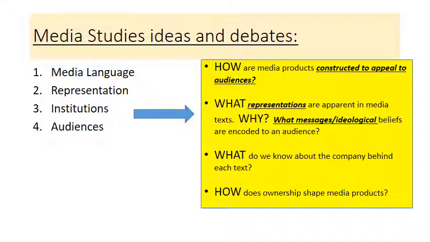Some key questions that we might ask when we're studying these 4 framework ideas are: how are media products constructed to appeal to audiences? So we are encouraging our learners to be able to deconstruct texts in lots of detail, to pick apart how they've been created for that particular audience. We'll look at what representations are apparent in media texts and why. And we'll look at the idea of ideological beliefs and values and how they are encoded to an audience.